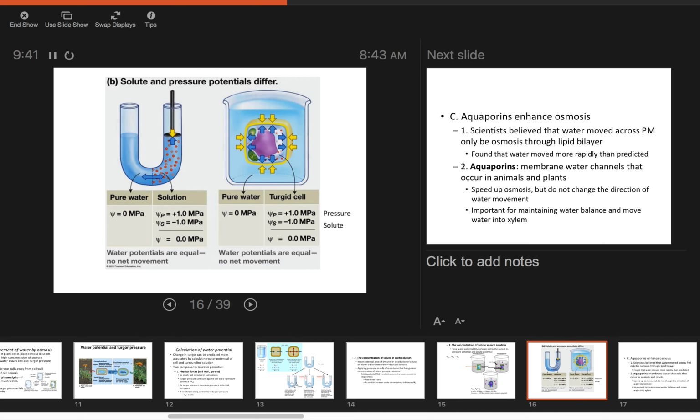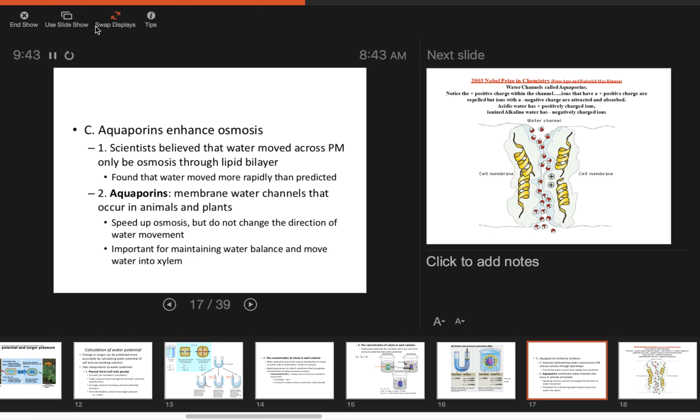Some more examples. Water moves through osmosis, but it was believed that water just kind of filtered through the lipid bilayer. That's not the case anymore. When this book came out back in like 2007, aquaporins had just been discovered. So now we've known this for over 10 years. But aquaporins are basically pores in the cell membrane that only move water inside and out.